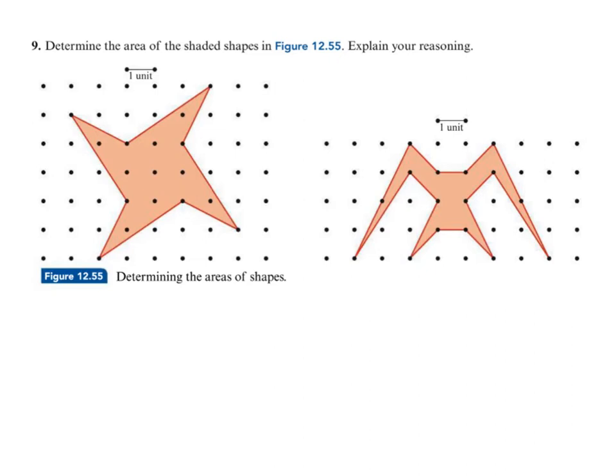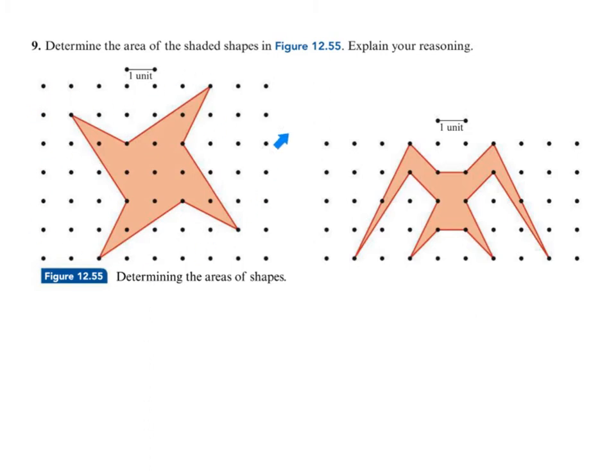On this next example, we're being asked to determine the area of the shaded shapes and explain our reasoning. So they have this nice dot grid paper here for us, and they tell us that from dot to dot horizontally is 1 unit. That also means dot to dot vertically is 1 unit, but not diagonally.